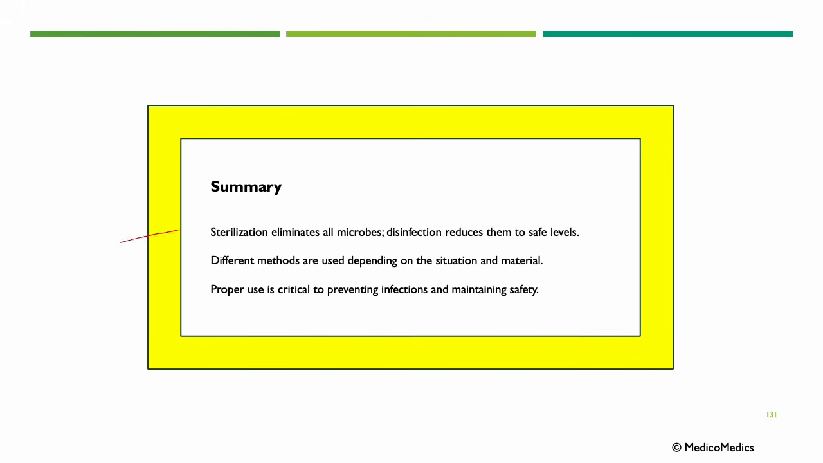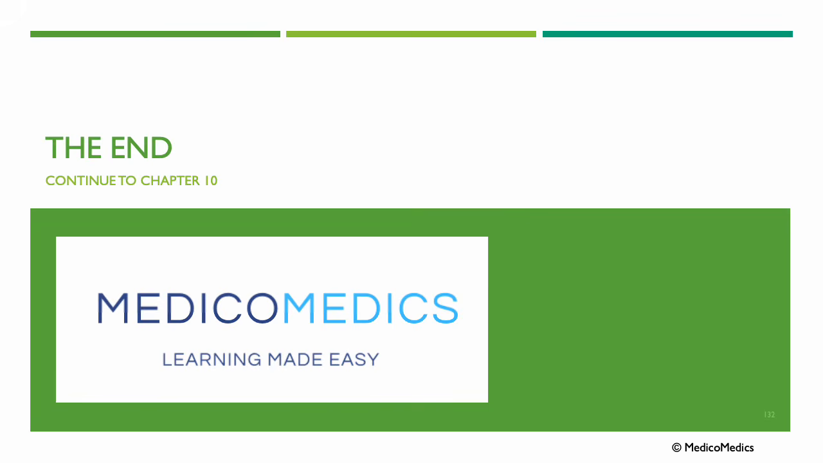So in summary then, sterilization eliminates all microbes. Disinfection reduces them to safe levels. Different methods are used depending on the situation and the material. Proper use is critical to preventing infections and maintaining safety. And that's the end of this lecture.